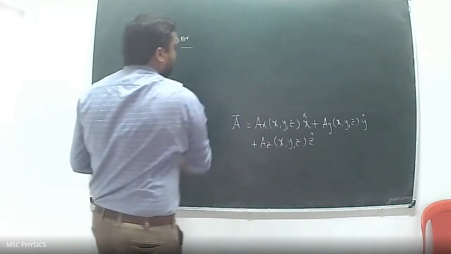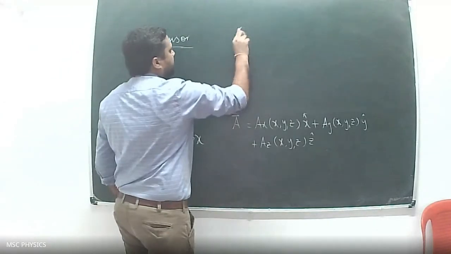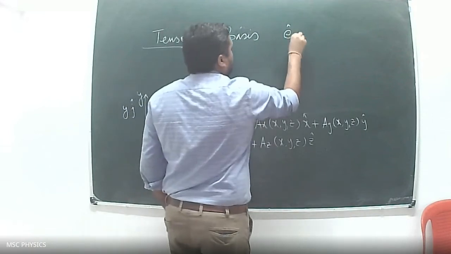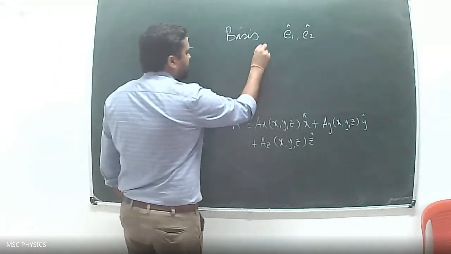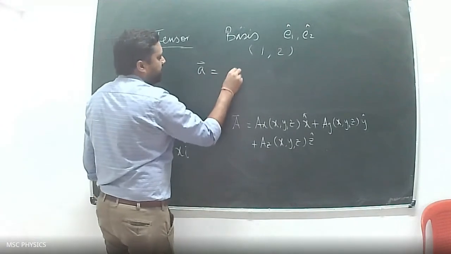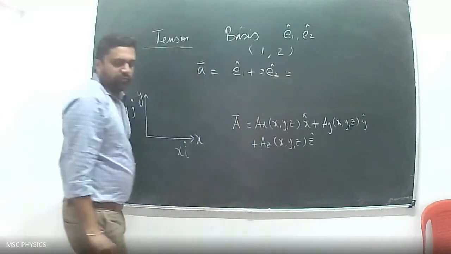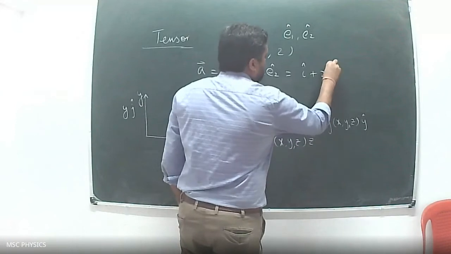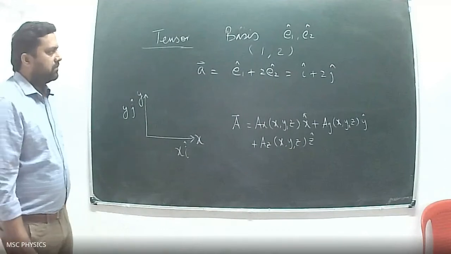So if somebody says that in a 2D basis of E1, E2, your basis is E1, E2, and you have a vector, let's say 1, 2. So what does it mean? The vector is basically E1 plus 2E2. In the more familiar form, it is i plus 2j. This is the vector. Right?